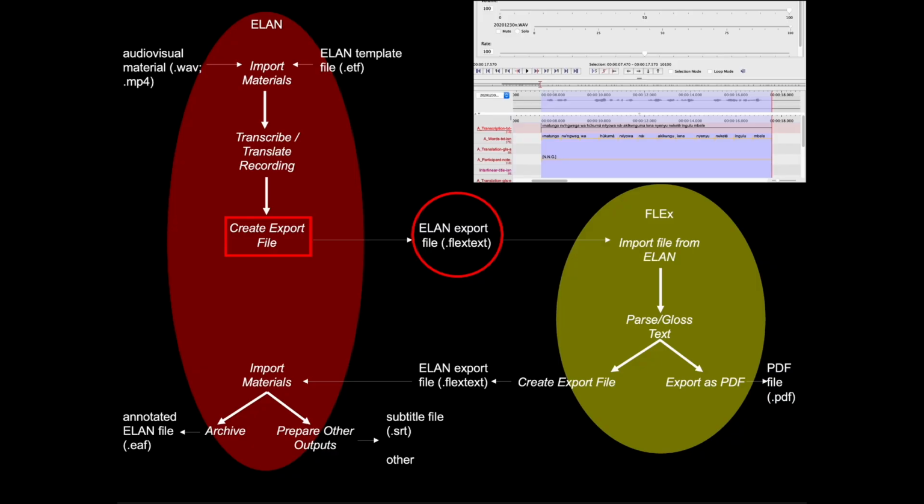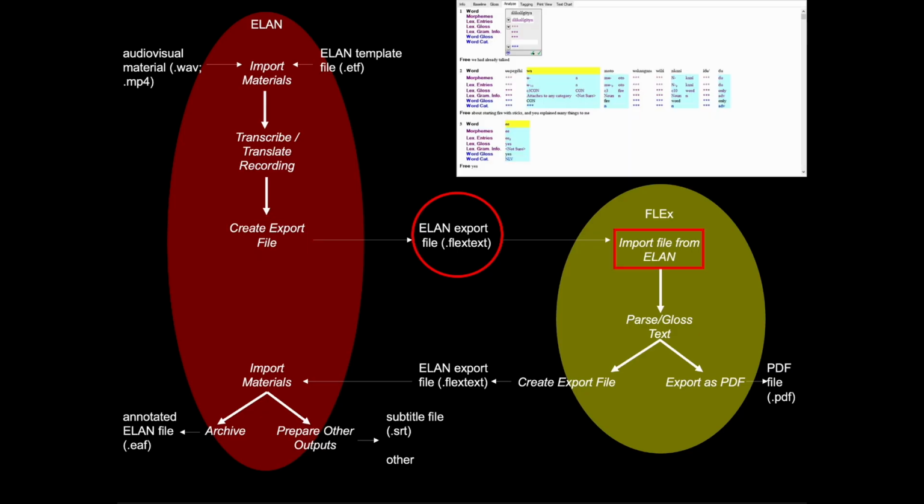Then, this transcribed and translated file is rendered into a special kind of XML file called .flextext. This file can be read by both Elan and Flex, and it is this export format which allows the two programs to talk to each other. That is, it allows the Elan transcription and translation to be imported into Flex for further analysis.